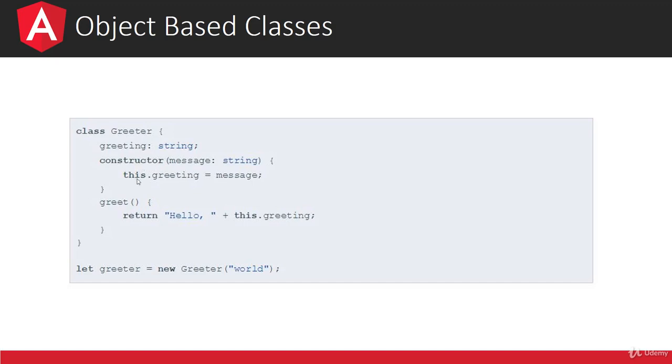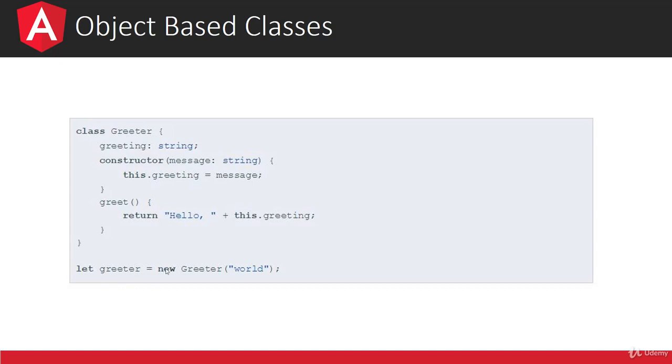Now constructor is a special type of method which runs when the object is instantiated, or in Angular's case when the component is initialized or when the service is injected, things like that. So constructor takes in a message, which is a string, and then we're just setting the message that's passed in to this property here, and we're doing that using the this keyword. Okay, and this is pretty much identical to an ES6 class if you've ever used those. And then the greet function or method just returns hello and then whatever the greeting.